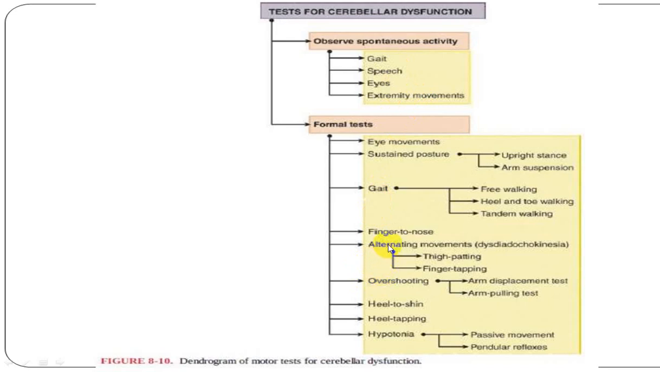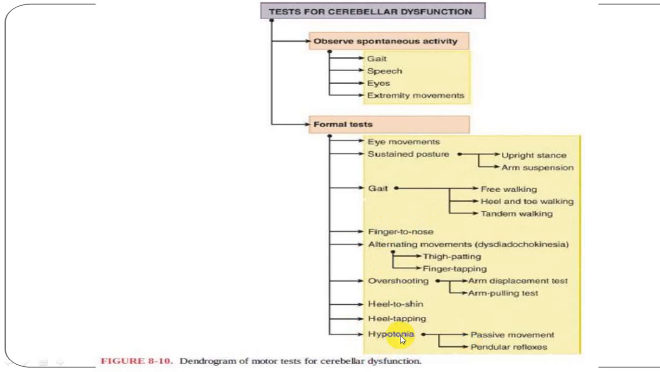During that different testing, you will be able to find out incoordination. Alternating movement will also be affected, we call it dysdiadochokinesia. There will be overshooting, undershooting, hyper or hypometria. Heel to shin test, heel tapping, which is commonly done in the lower limb, finger nose test, all those will be positive. And the person will have a hypotonia.